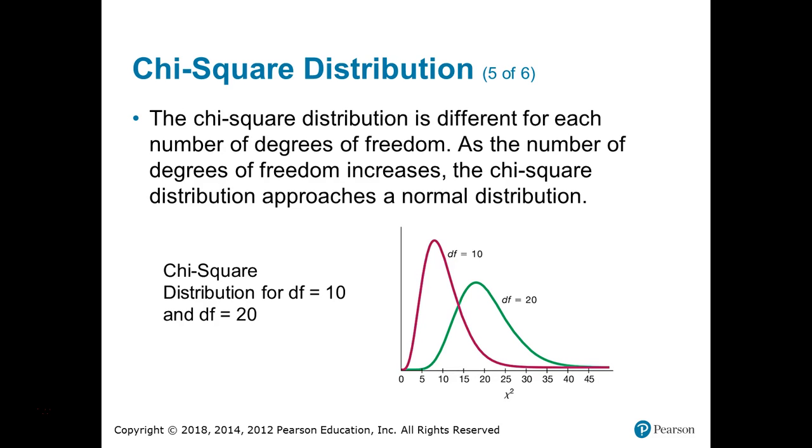And the chi-square distribution is different for each number of degrees of freedom. As the number of degrees of freedom increases, the chi-square distribution approaches a normal. So with degrees of freedom of 10, very skewed. Degrees of freedom of 20, less skewed, but still skewed. And as the degrees of freedom increases, we get more and more normal.